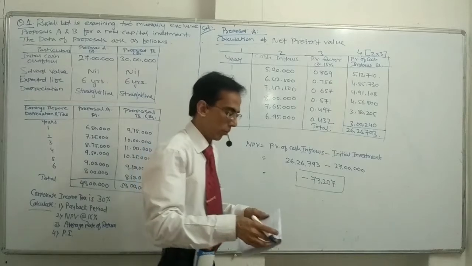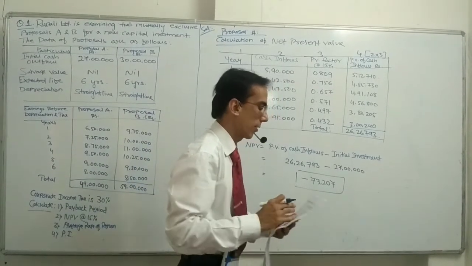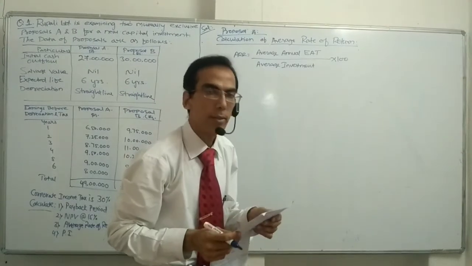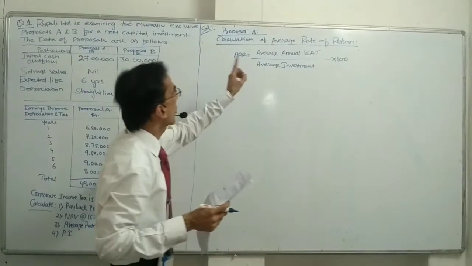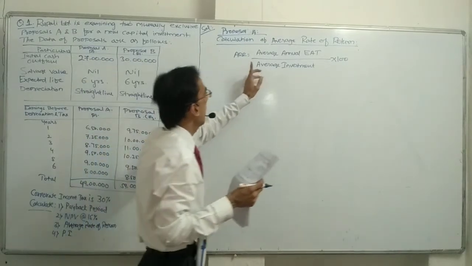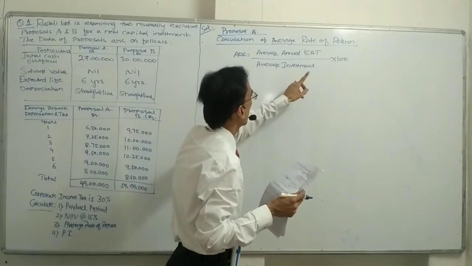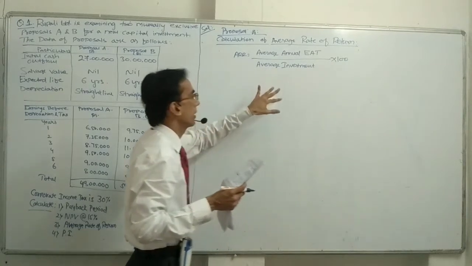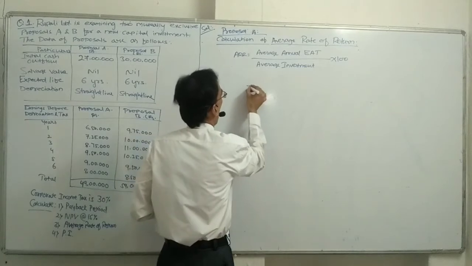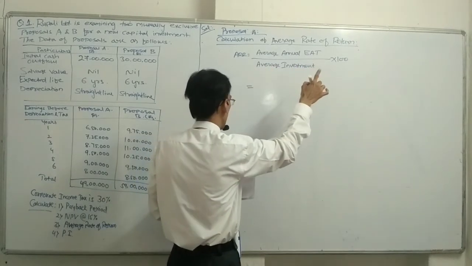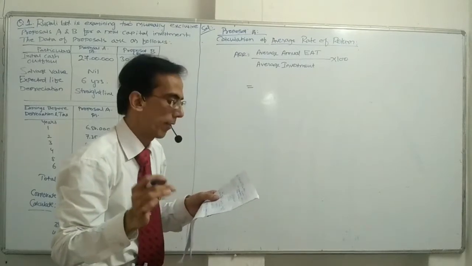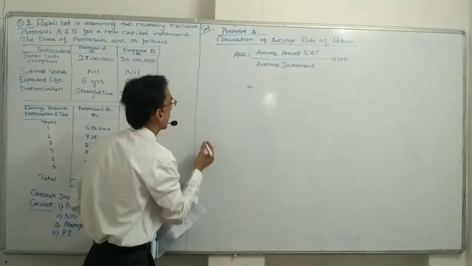Okay. Now we will see next method, that is average rate of return. Next we will see now average rate of return, and the formula for average rate of return is average annual earning after tax divided by average investment into 100. Now average annual earning after tax. To calculate the average annual earning after tax, we need to apply the formula.